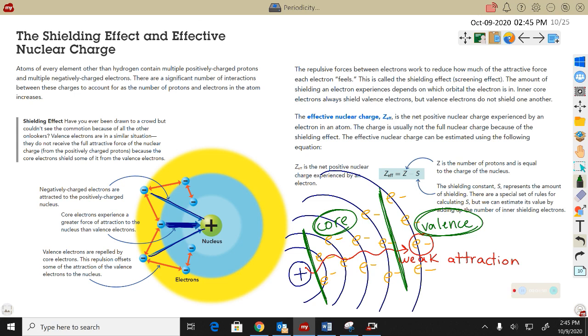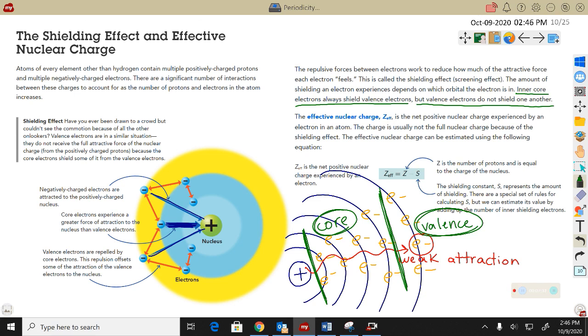I like what they say in here too. Inner core electrons always shield valence electrons, but valence electrons do not shield one another. So it's the core electrons that block the attraction to the valence electrons. But the valence electrons are all the same distance from the nucleus, so they don't block each other. I hope that kind of makes sense. That's what the shielding effect is.